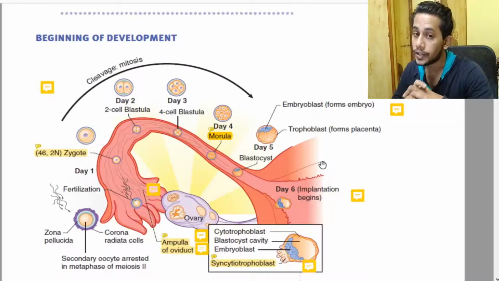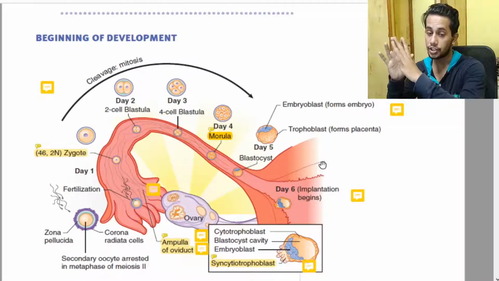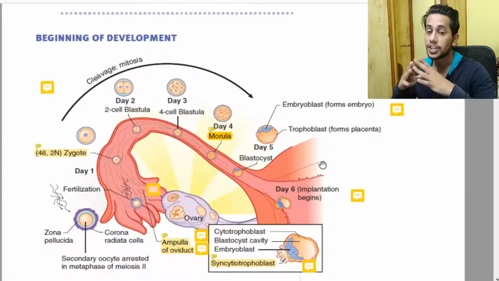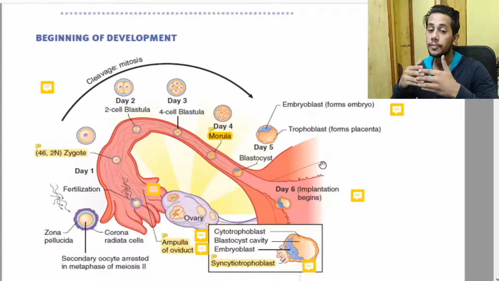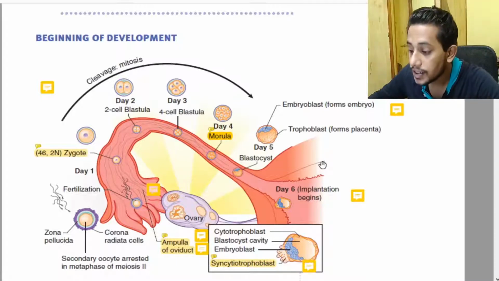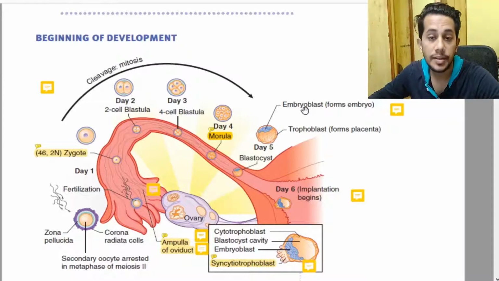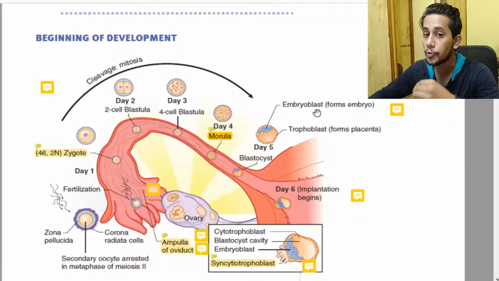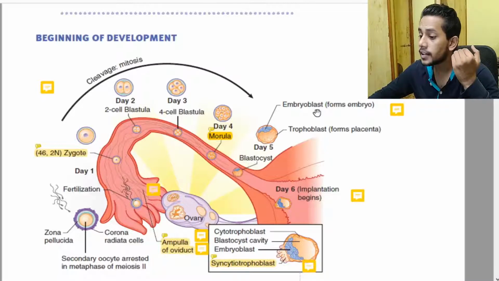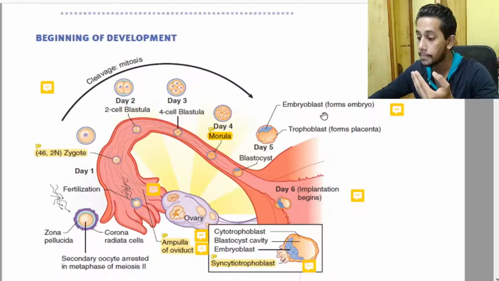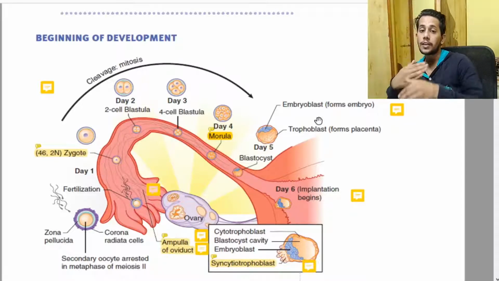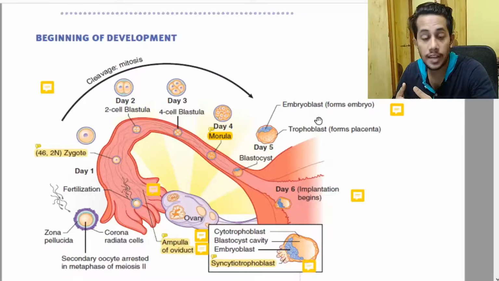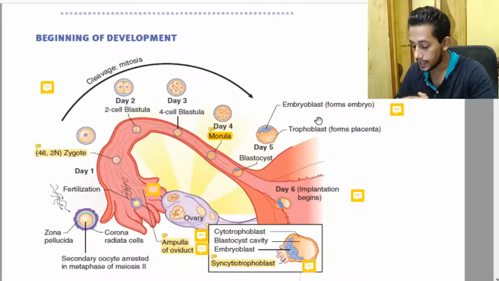Now let me make it even easier for you. When you hear the word blast, not the actual blast, when you hear the word blast in embryology, that refers to a cell which will go on to become a different type of cell. So as you can see here, embryoblast, that just means a blast cell which would go on to become the embryo. So it is self-explanatory. Embryoblast forms embryo and trophoblast forms placenta. So the blast would go on to become different kinds of cells. So whenever you hear the word blast in embryology or anatomy, you would know the cell will go on to become a different kind of cell when it's developed.